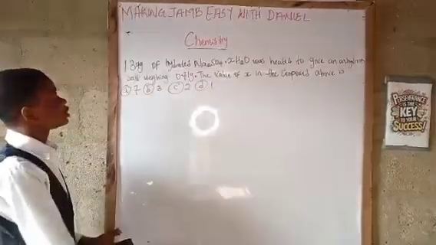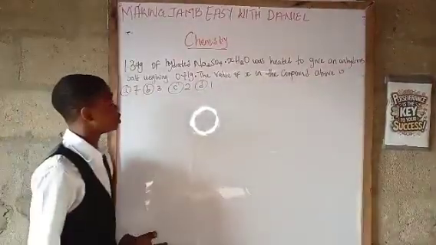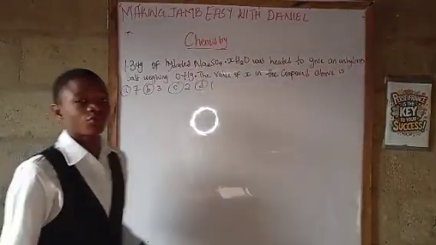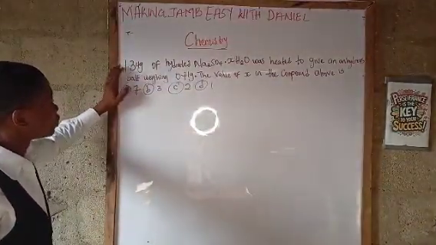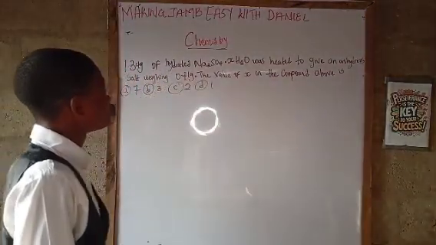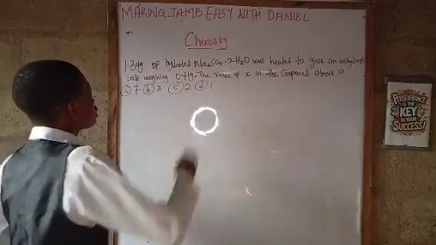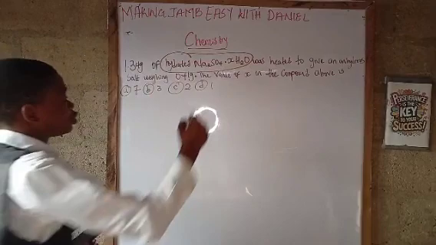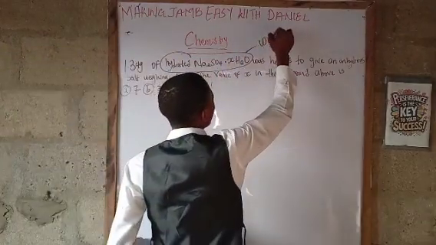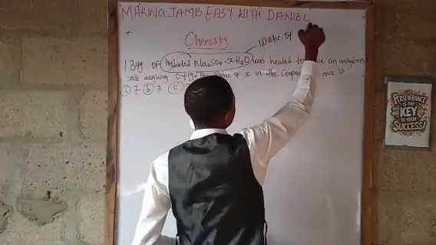Let's say you came across this question in your JAMB examination. First thing first, you have to identify the topic that this question is under. 1.34 gram of hydrated Na2SO4. Now, looking at this hydrated Na2SO4, you'll be able to know that this is leading us to a topic in chemistry which we call water of crystallization.